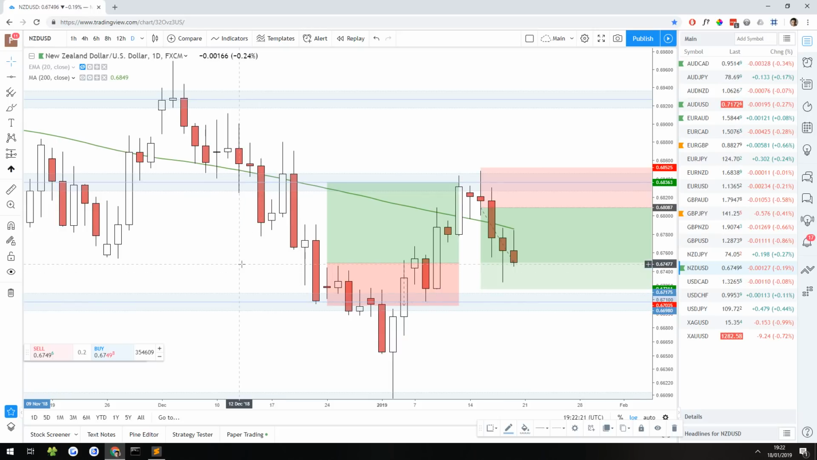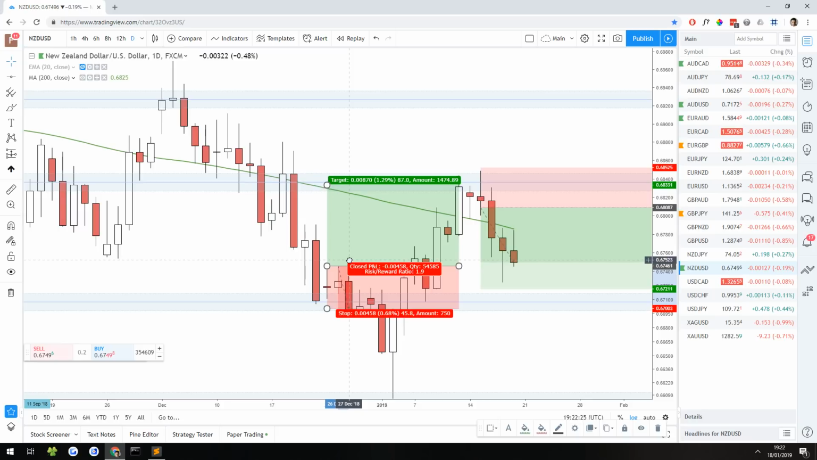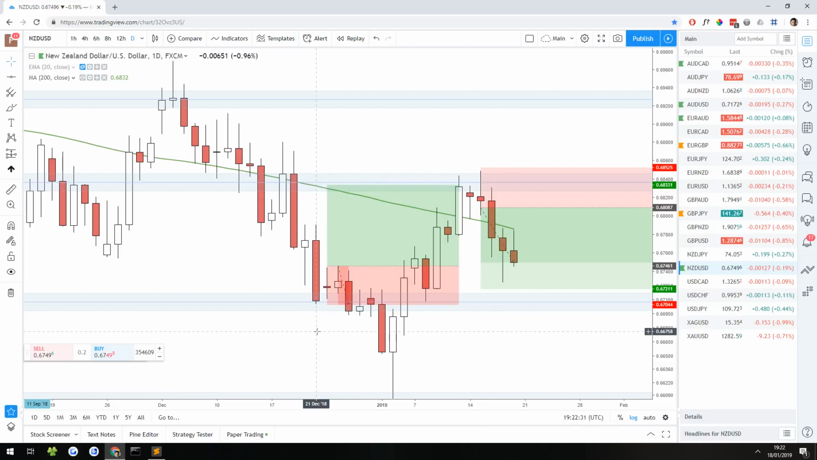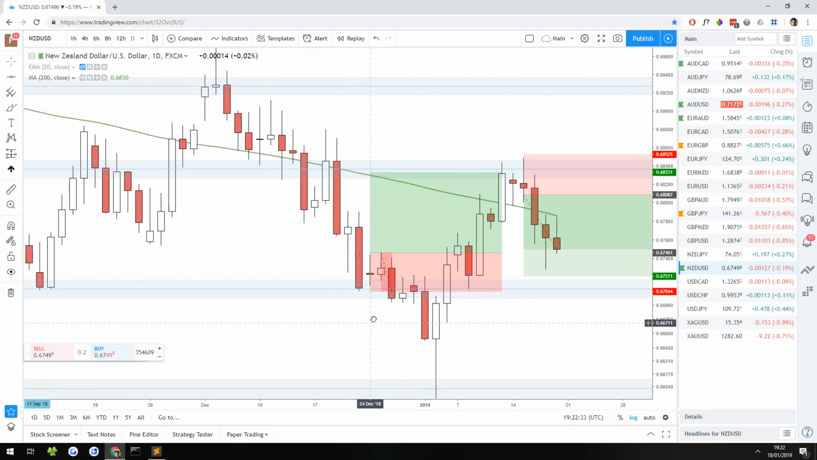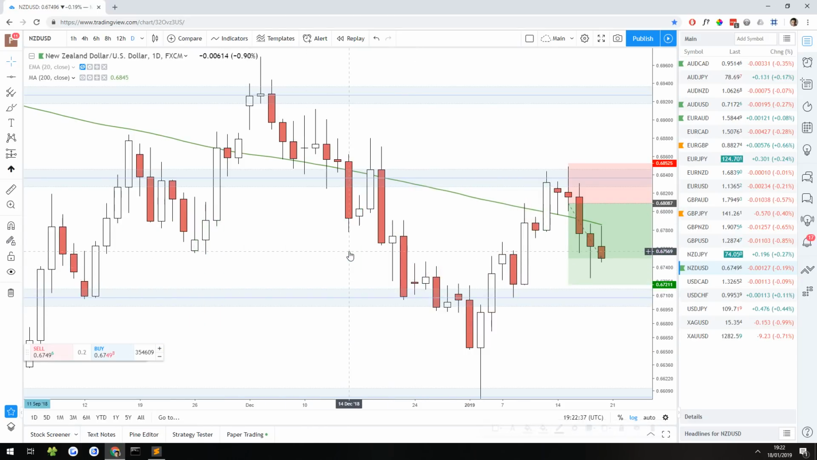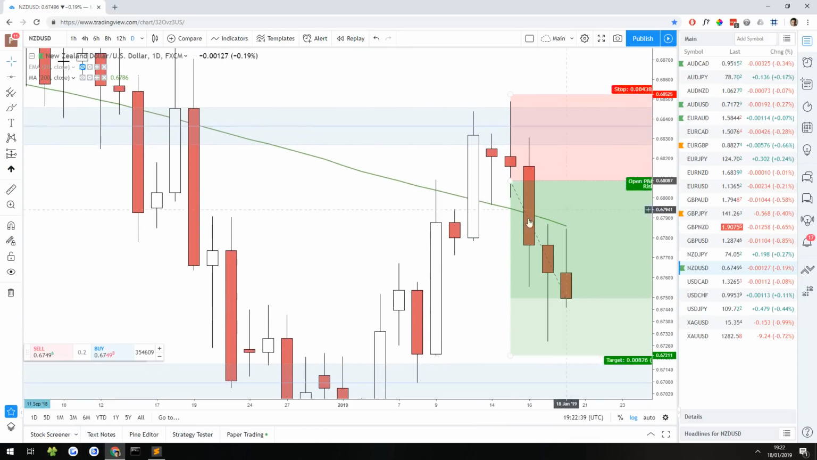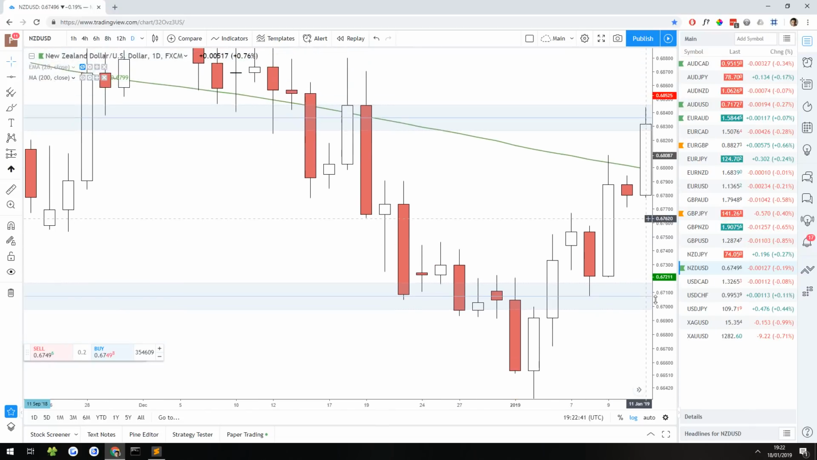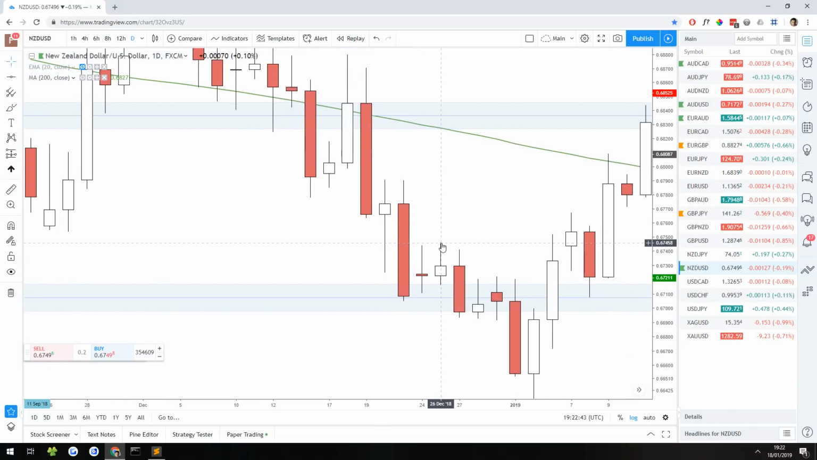Why not do that? There's no reason to have your entry as tight as possible just so you can get a bigger risk to reward ratio. Because all that's going to happen is you're going to get triggered into trades that you shouldn't really be in. Because with this one here in particular, is that a confirmation that buyers have taken control of price?